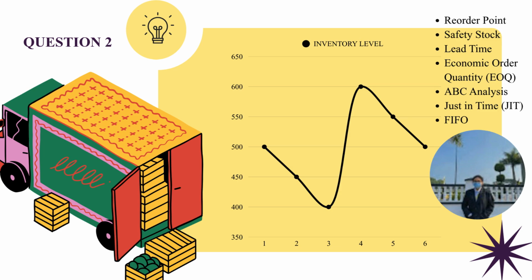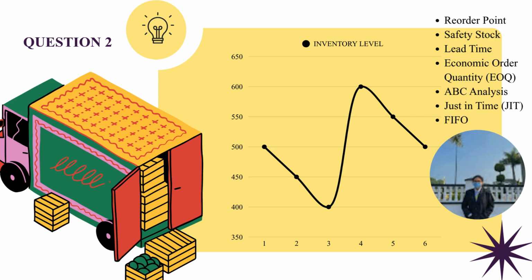The first method is just in time or JIT, where inventory arrives exactly when it is needed for production or sale. Toyota famously developed this method to reduce waste and holding costs. The second method is first in, first out, or FIFO, where the oldest inventory is sold first. This is especially important for products that expire, such as food, medicine, and cosmetic.